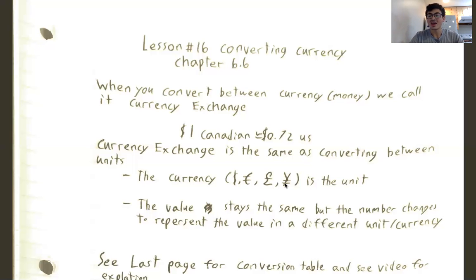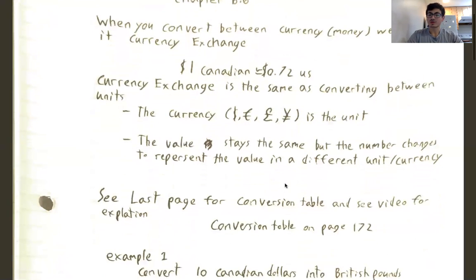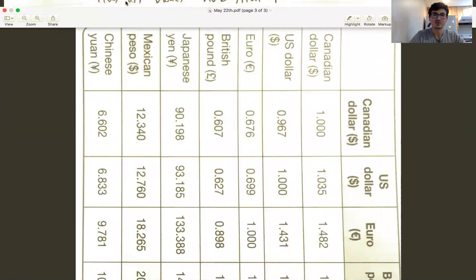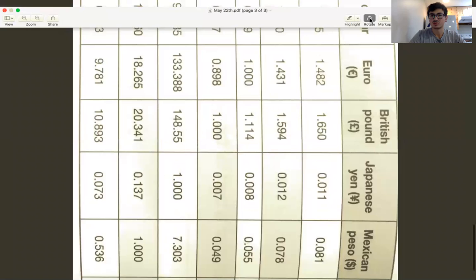At the end of this, we'll talk about how to figure out what currency is valued the most. There are a lot of things that go into how a currency is valued, and that's economics. If you're curious about this, that would be what you talk about in an economics course, in some of them anyways. So let's start by looking at this conversion table. It's on page 172 of your workbook. I added it to the last page here, and let me just rotate it. There we go.